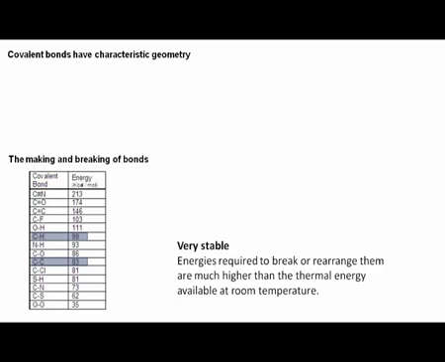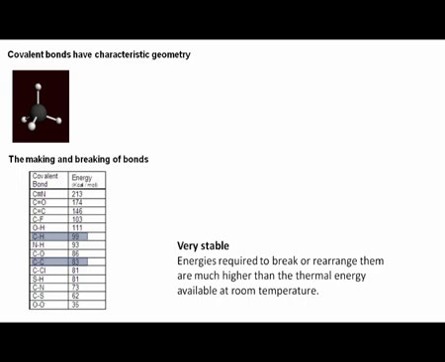So, the covalent bonds have characteristic geometry. As you can see, carbon bonds with hydrogen in a tetrahedral geometry, and if you look at ethylene, CH2 and CH2 are bound together by a double bond, and this is more of a planar molecule.